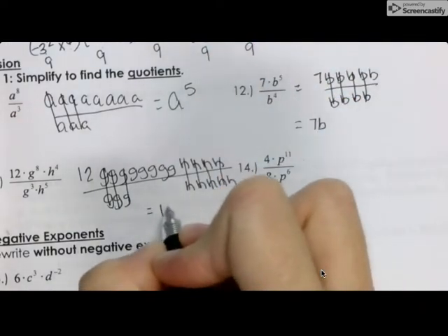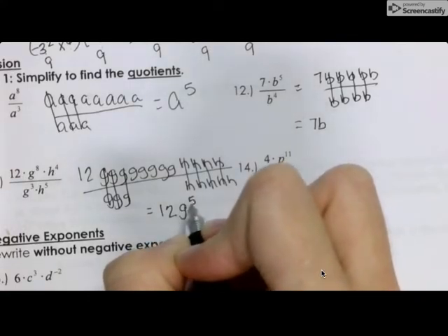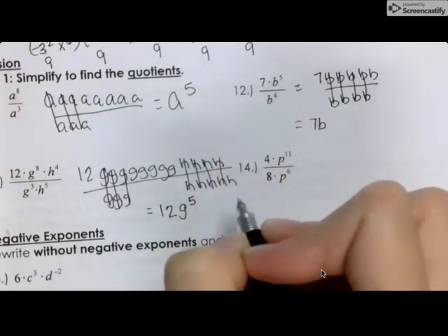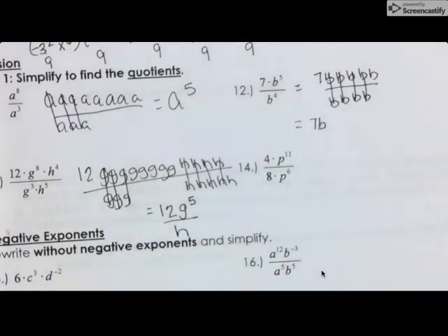On top, I have a 12 and I have 5 G's. How many H's do I have left? 1. And where is that? The bottom. So remember that.